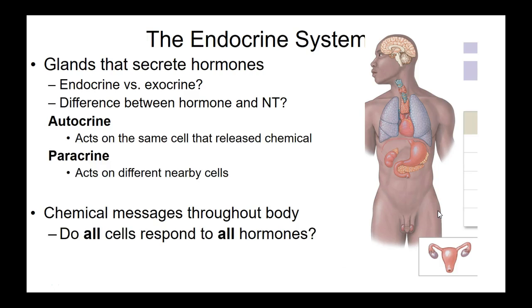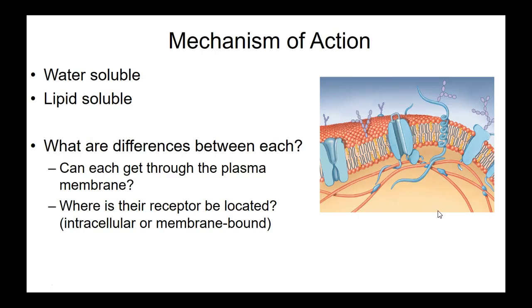All making sense? Do all cells respond to all hormones? What did we say about that? No way. Only cells that have what can respond to the hormone? Functional receptor, right? Okay. Mechanism of action, we talked a little bit about this. Water soluble versus lipid soluble, the differences between each. Which one can get through the cell membrane fairly easily? Lipid soluble, so the receptor is going to be inside the cell, intracellular. Water soluble is going to have a membrane-bound receptor.